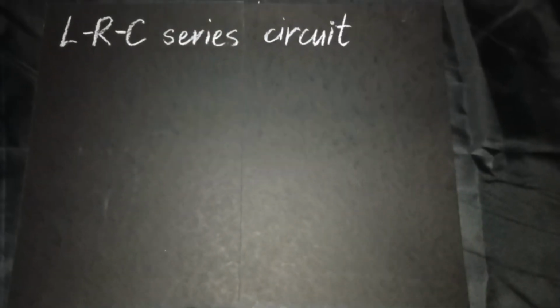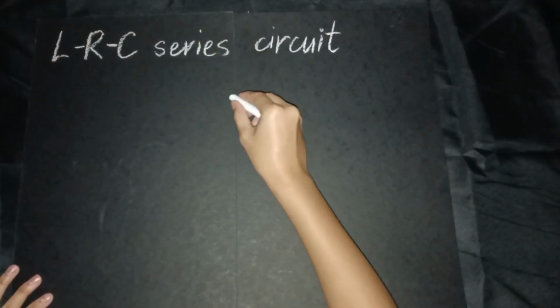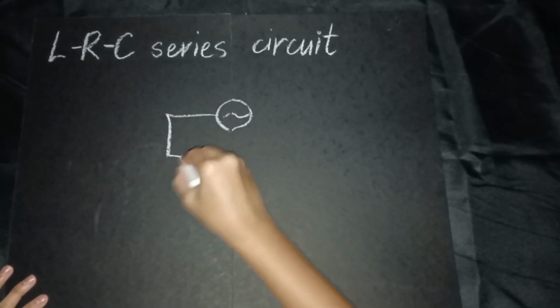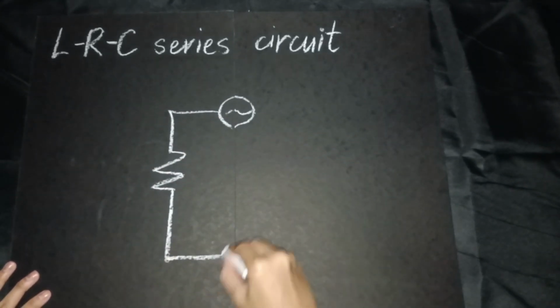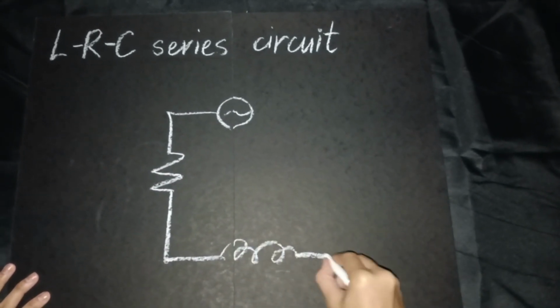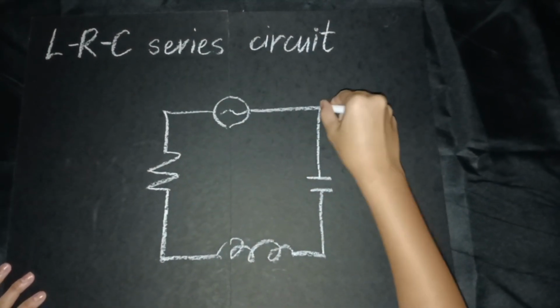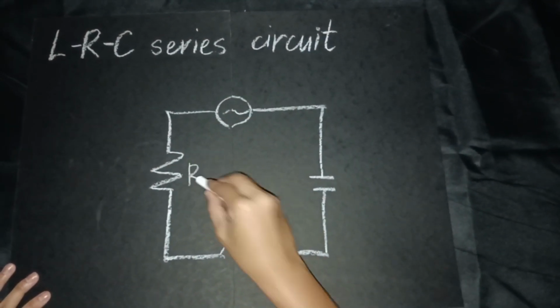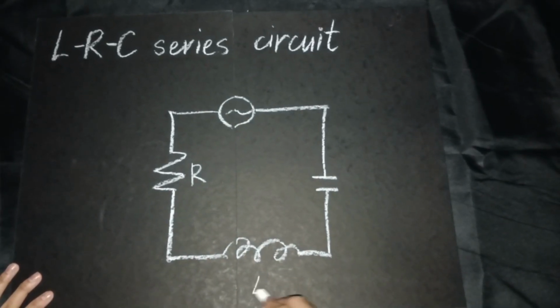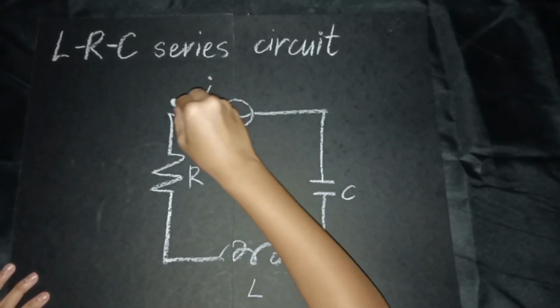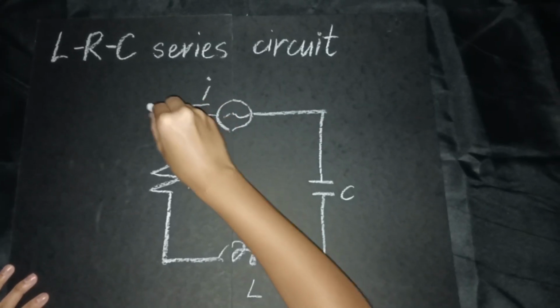And we have here the diagram for the LRC series circuit, which has an AC source, a resistor, an inductor, and a capacitor. And the current in this circuit is flowing from A to D.